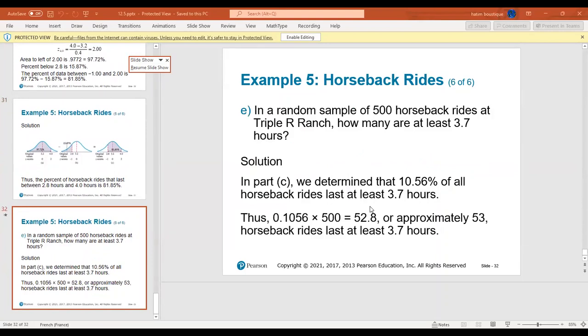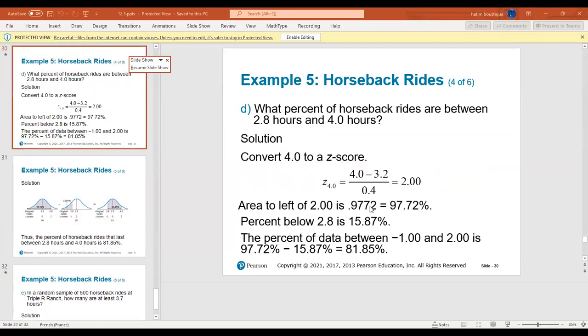So what is that example? This is the percent of horseback rides between 2.8 hours and 4.0. First of all, they converted this to a z-score. So the area to the left, when we talk about 4.0, is this one here, is 0.9772. We got that.